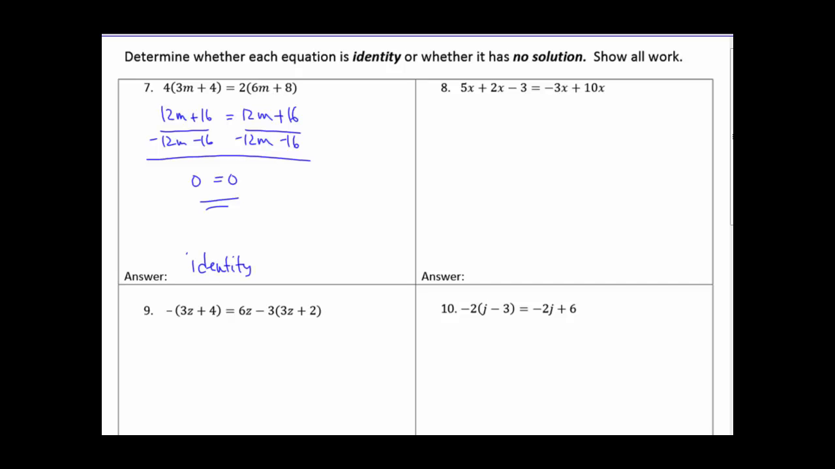Another way we can look at this is if it's an identity, no matter what number we plug in there, we should get the same answer. So this is all real numbers for a solution.